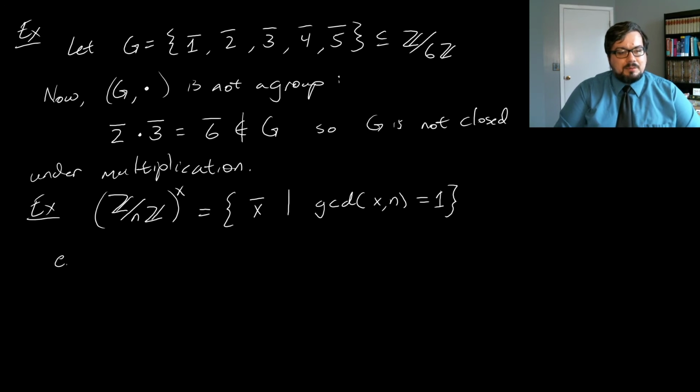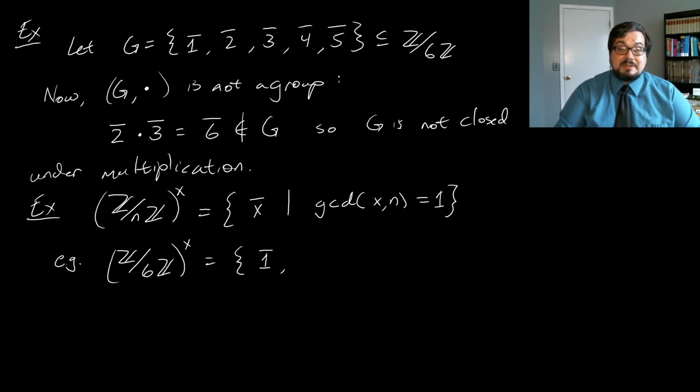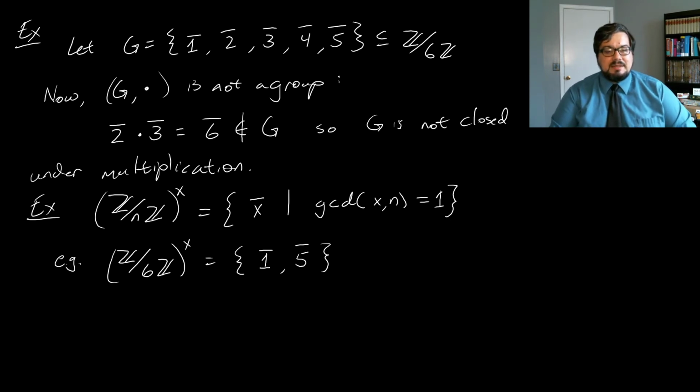So, for example, if I take Z mod 6Z cross, that's going to be the set 1 bar, then not 2 bar, because 2 is not relatively prime to 6. They have a common divisor of 2. 3 and 6 have a common divisor of 3. 4 and 6 have a common divisor of 2. And 5 and 6 are relatively prime. So Z mod 6Z cross is just the set 1 bar and 5 bar.